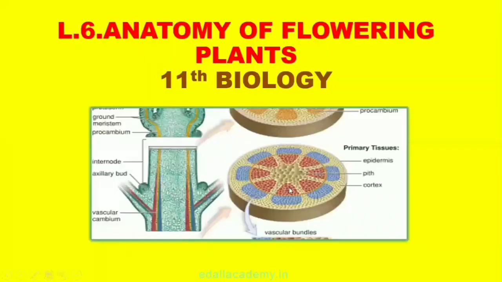Chapter 6, Anatomy of Flowering Plants. Topics to be covered are 6.1 The tissues, 6.2 The tissue system.